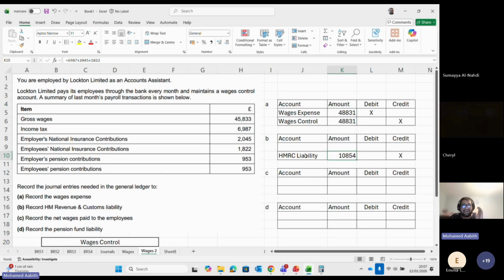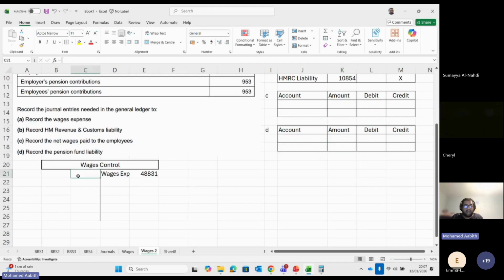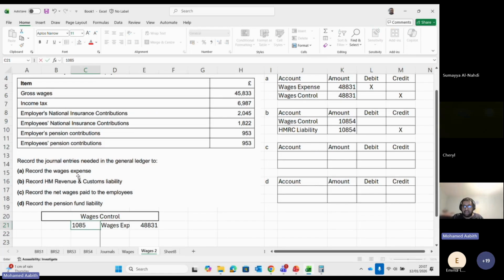So if I do the credit into the HMRC liability account, which account am I going to debit? Here comes the rub. This is where the wages control account is going to step in. We already created a credit balance, and that balance is now going to be used to distribute that particular amount. So the amount is 10,854, and we'll say here this is distributed to HMRC liability.